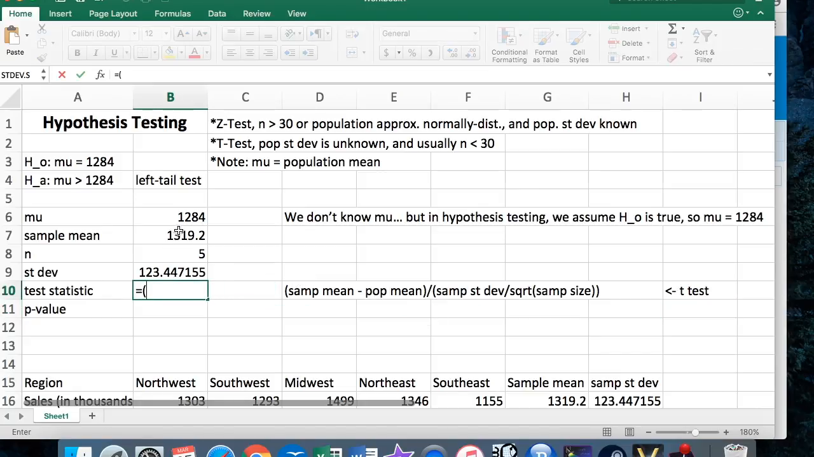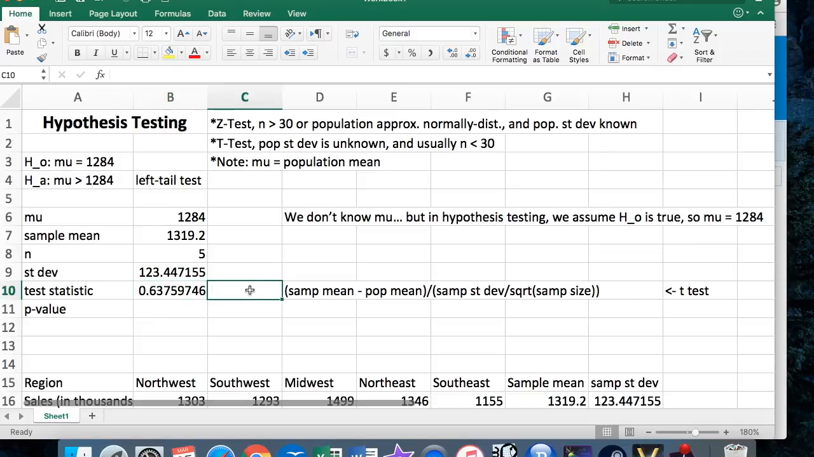All right, so let's do this. So take your sample mean, right? So this guy. Subtract off your population mean that we assumed was true because we're assuming the null hypothesis is true. So we're assuming the population mean is this guy. Divide by our sample standard deviation here. Okay, now we divide by the square root of our sample size. And there we go. Our test statistic is 0.6375. So this right here, because we're doing a t-test, isn't called a z-score, it's called a t-score.